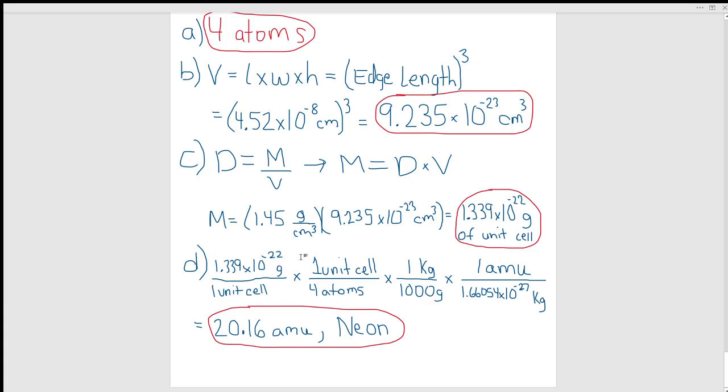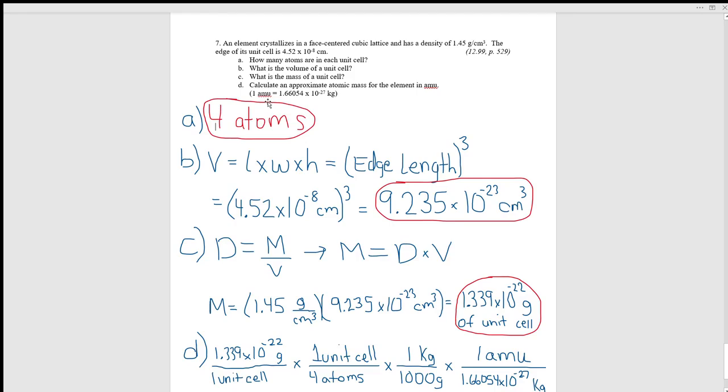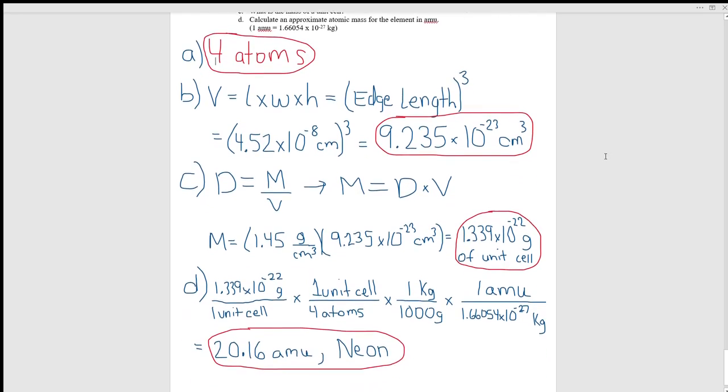And finally, part D asks us to calculate an approximate atomic mass for this element in AMU, and we need to determine what that element is after we know what the AMU value is. So in part D here, we have that 1 unit cell is equal to 1.339 times 10 to the negative 22nd grams in this case. To find what that mass is per atom, we know that one face-centered cubic unit cell has 4 atoms in it, so we're going to divide this by 4.